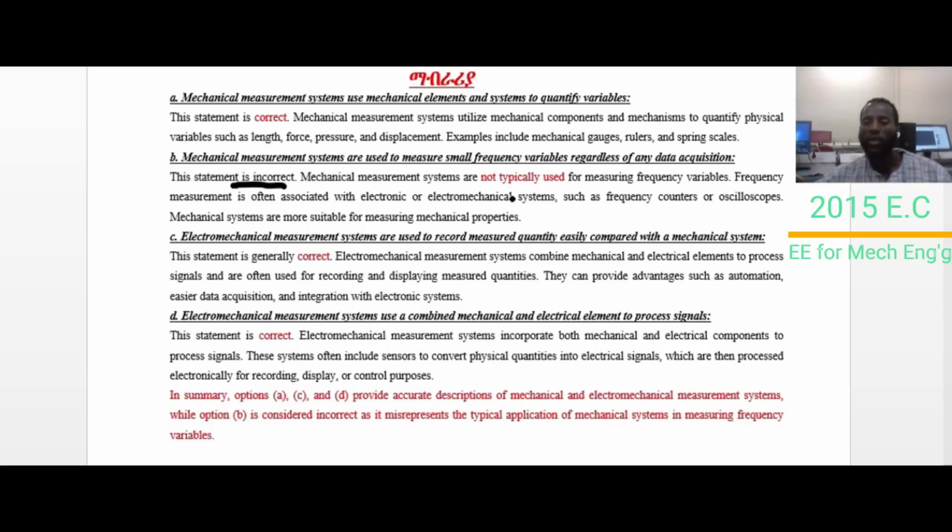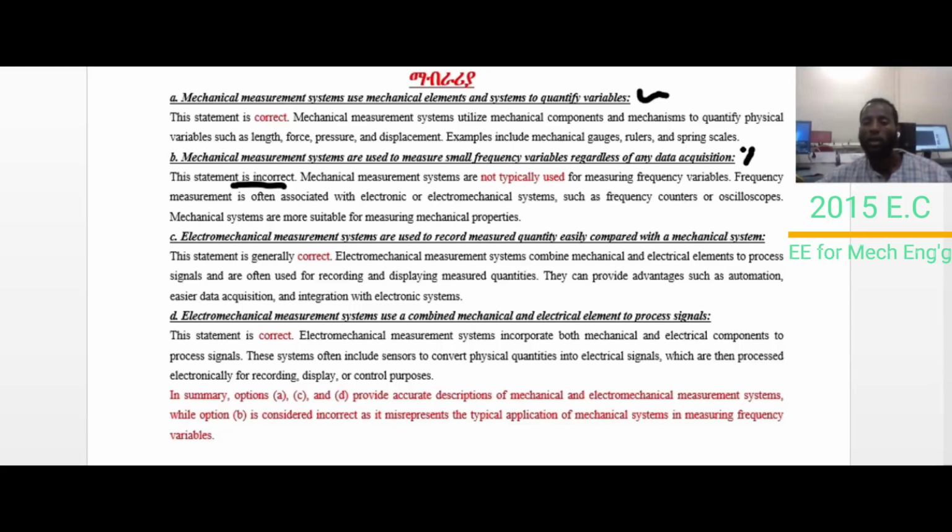Mechanical measurement systems are not typically used for measuring frequency variables. Frequency variables are often associated with electronic or electromechanical systems such as frequency counters or oscilloscopes, and mechanical systems are more suitable for measuring mechanical properties. So due to this, B is incorrect. The first one is correct.